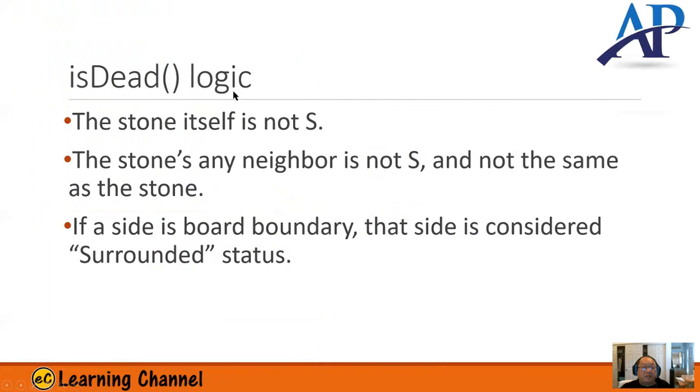The logic for isDead is this. If the stone itself is S, that means that place is empty, so isDead will be false. It must be a solid stone, not an empty space. Second, the stone's neighbor cannot be S; if a neighbor is S, that is free air, so it won't be dead. And then the neighbor must not be the same stone. Your black stone cannot have any black on its side. Otherwise, I don't consider it a single stone.